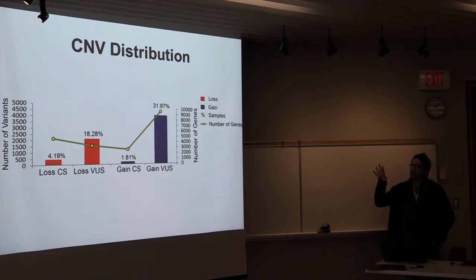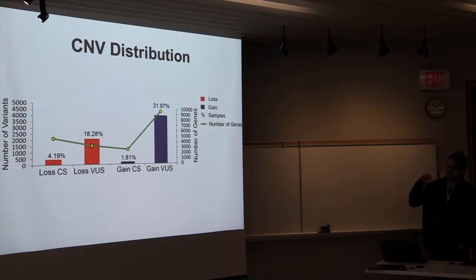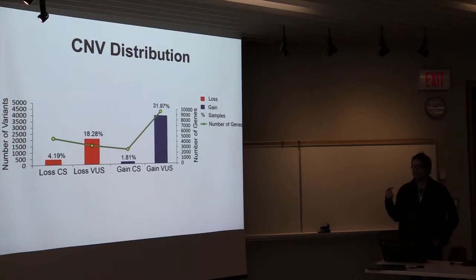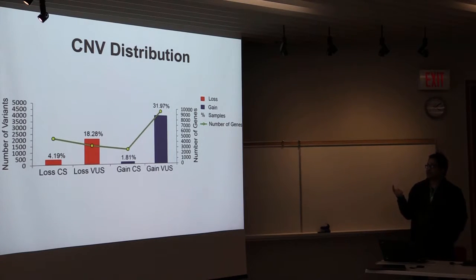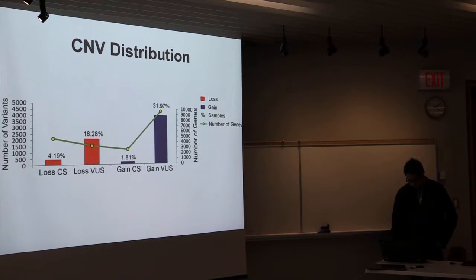So this is the diagram of the whole data. About 5% of the patients are diagnosed with a clinically significant loss. VOUS variants are about 18% for loss, and about 1.8% of gains or duplications are clinically significant, whereas 31% of gains are VOUS, because for gains it's hard to determine pathogenicity since we don't know where the other duplicated part is in the genome.